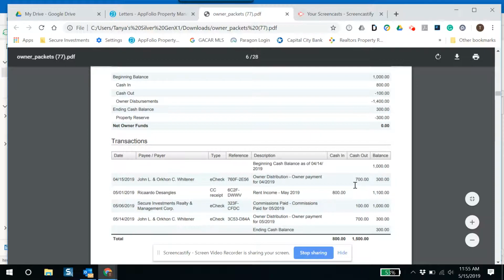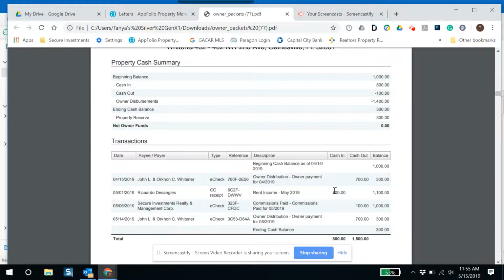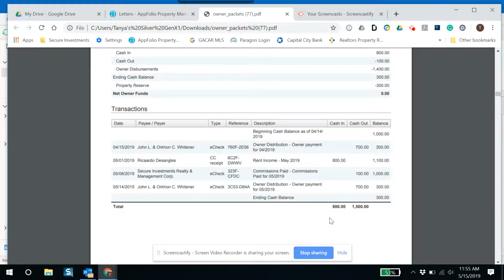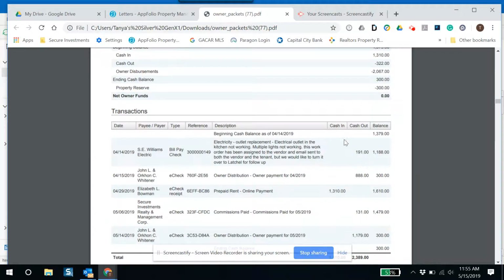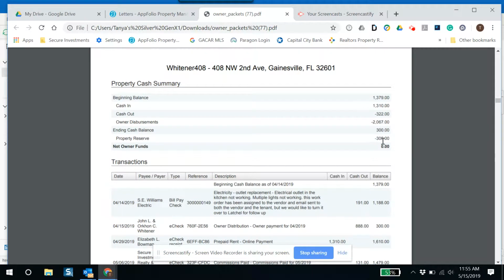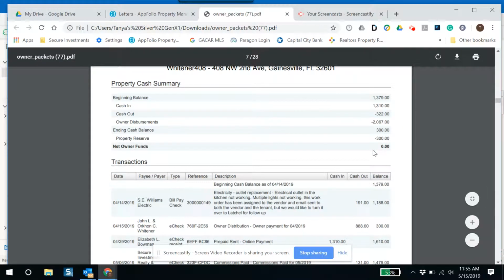It started with 1,000. We disbursed 700. We left him with his reserve, and then the rent came in, and we took the management fees, and released 700 to him, left with the 300 reserve. So this one has a 300 reserve, and so then here we are at 408.